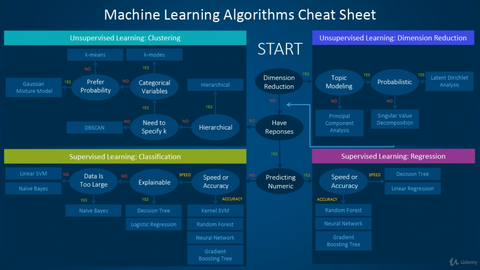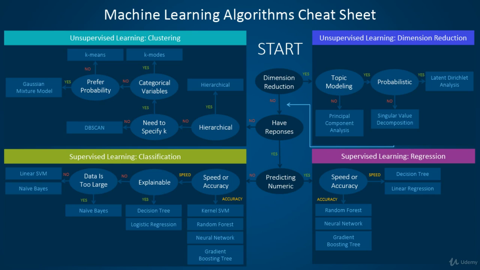So this asks you a series of questions, and you will ultimately end up at one algorithm. So for example, when we start, do we want to do dimensionality reduction? No. Do we have responses? Yes. Sweet, we're into supervised learning. Are we doing numeric? No. Maybe we're classifying as quantitative, so no, we're over into the classification. Speed or accuracy? Let's be very accurate. Okay, so we've got neural networks available to us.